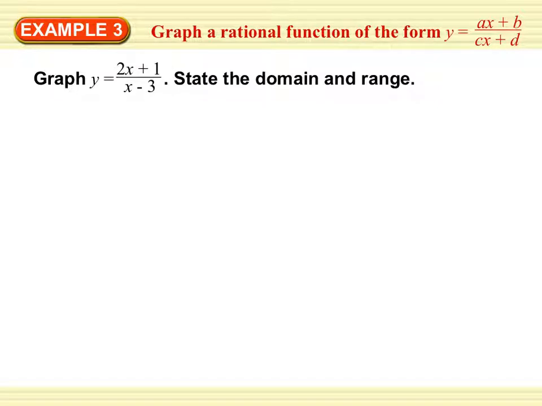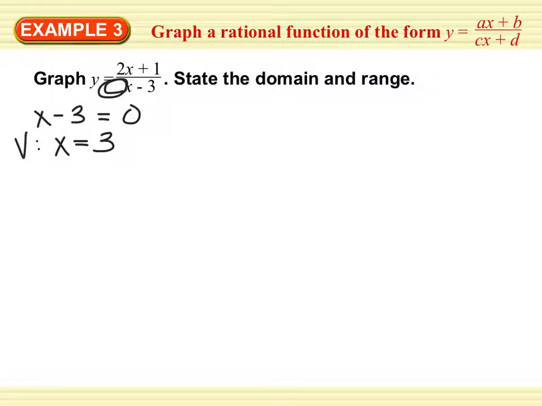Right, graph this and state the domain and range. Let's figure out the asymptotes. I want to solve this for x to find the vertical asymptote, x equals 3. There's nothing in front of here, so we don't have to worry about it.